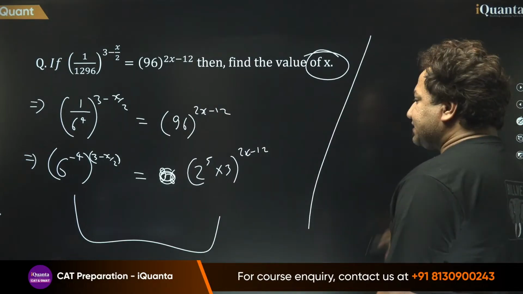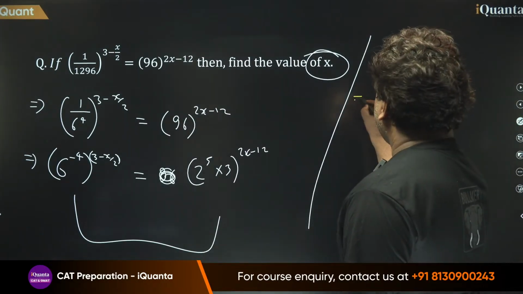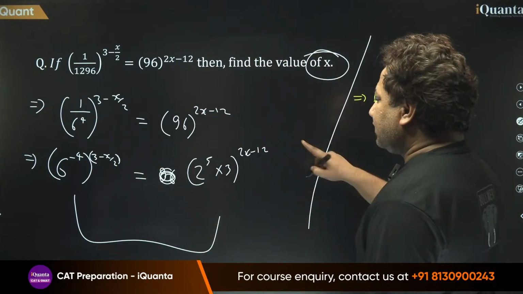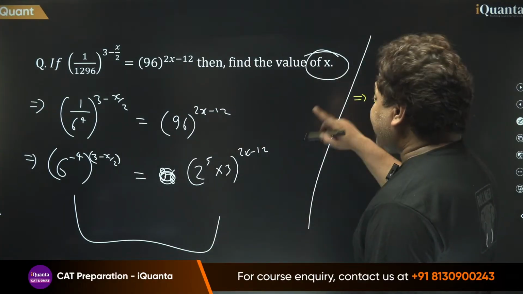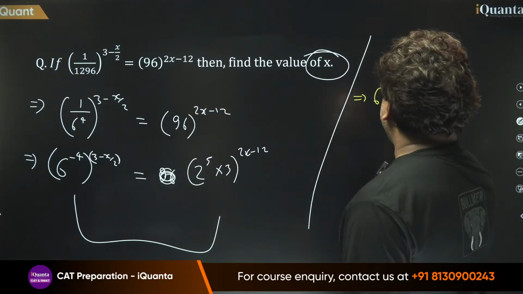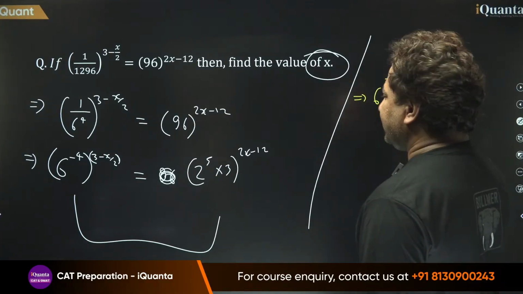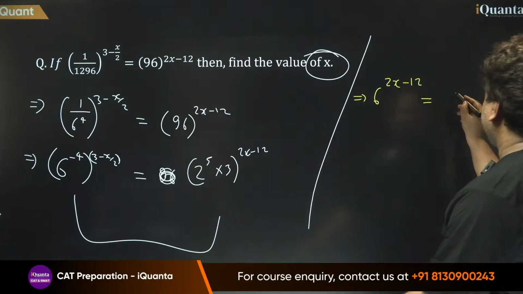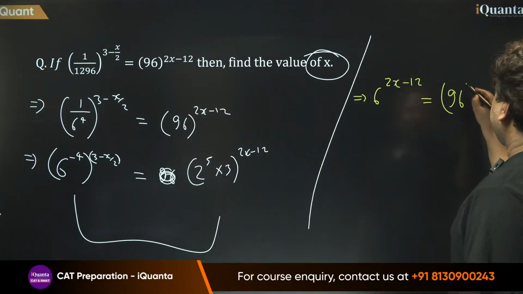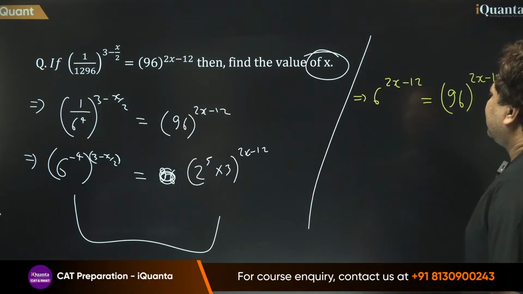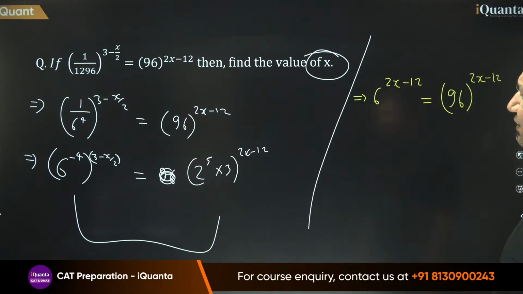The very next step, what I'm going to do, I will just send this power outside the bracket. So I'll have 6 to the power 4 into 3 is 12. Minus 4 into 3 is minus 12. So I'll get 2x minus 12 in the power. And in the right hand side, जो भी था ये उसको मैं 96 ही रखूँ और power हो गया 2x minus 12. Power same हो गई क्या? Is that the case?